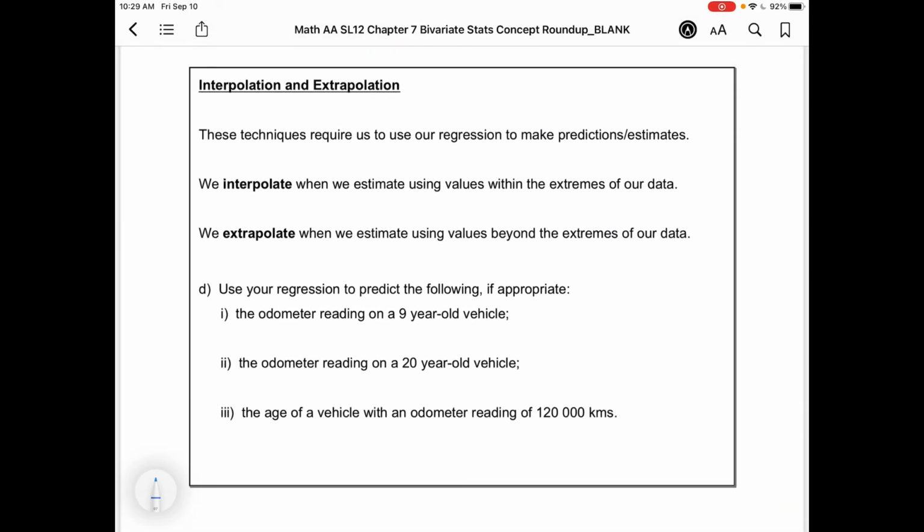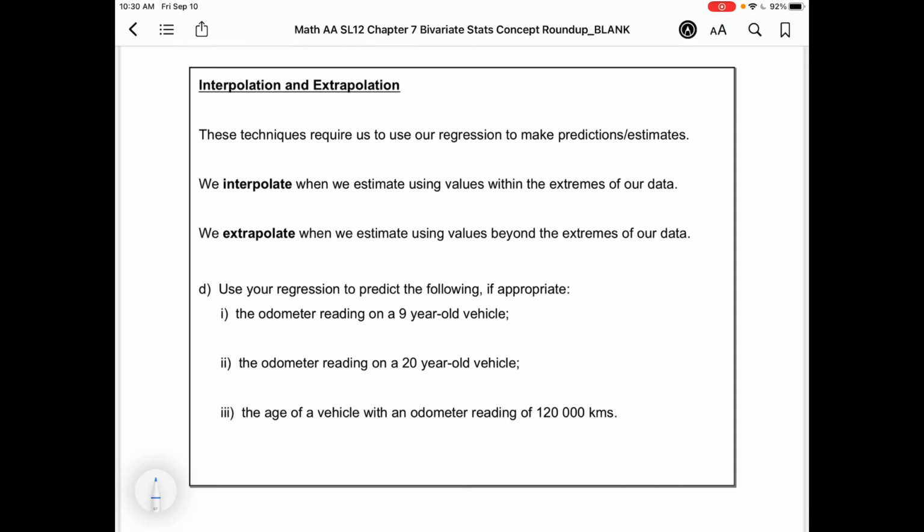Okay, that brings us to interpolation and extrapolation. These are techniques that require us to use our regression to make predictions or estimates. So it won't necessarily tell us exactly what's going to happen with a particular vehicle, but in general, sort of what we can expect based on the data that we have.